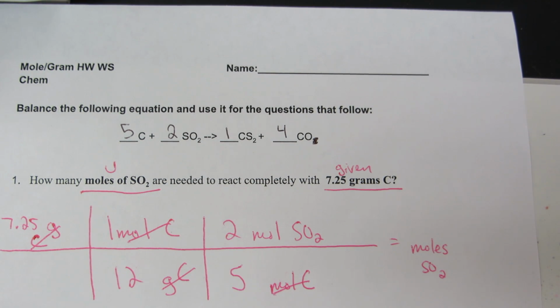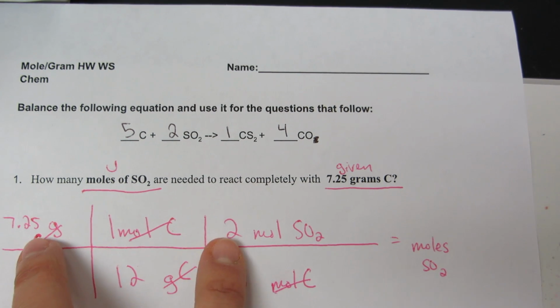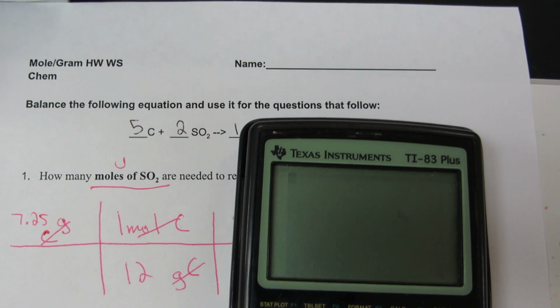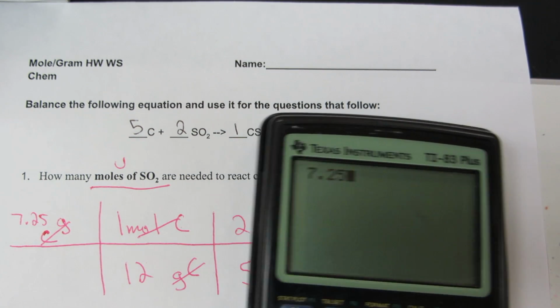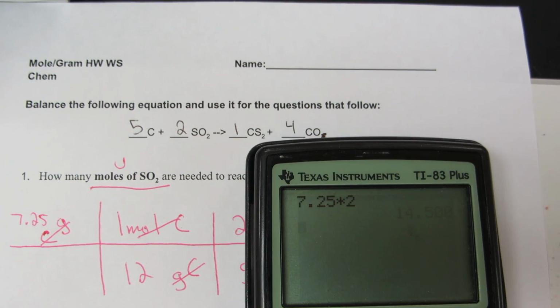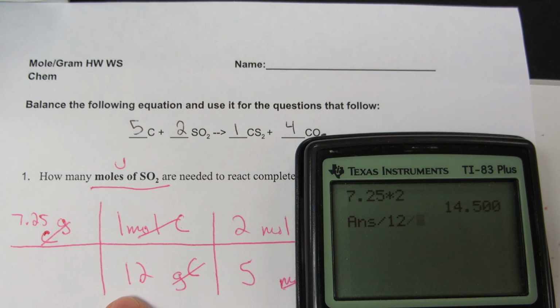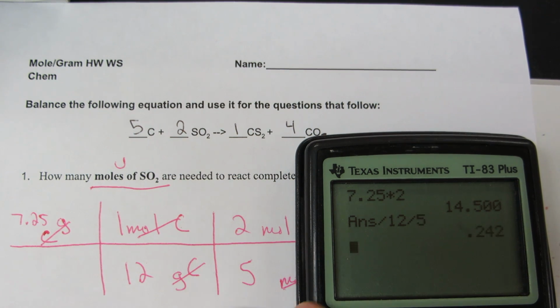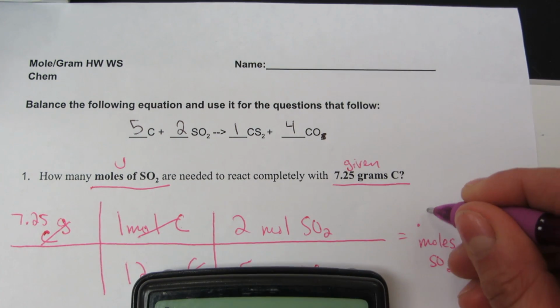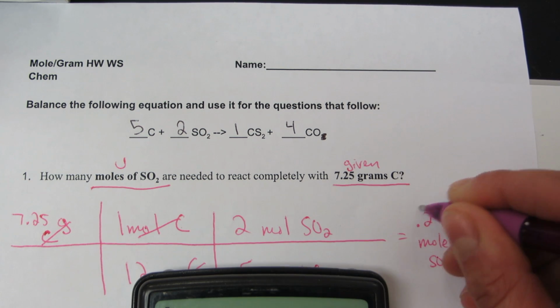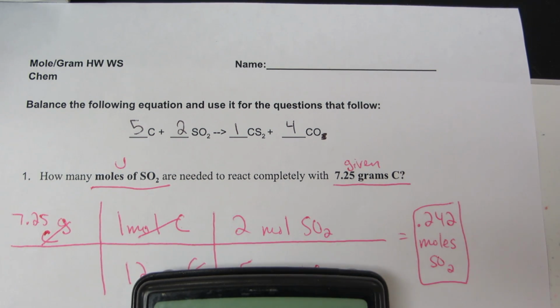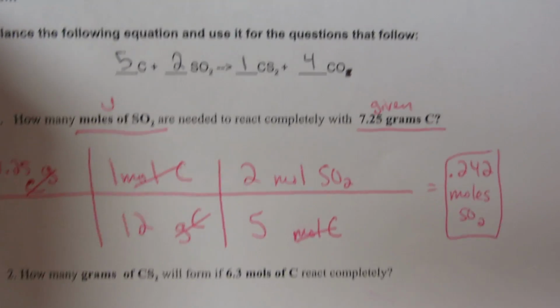So now we're going to multiply the top numbers, 7.25 times 2. Then we're going to divide by the numbers on the bottom, so divide by 12 and then divide by 5. Enter. So we get 0.242 moles of SO2. Okay, let's do one more.